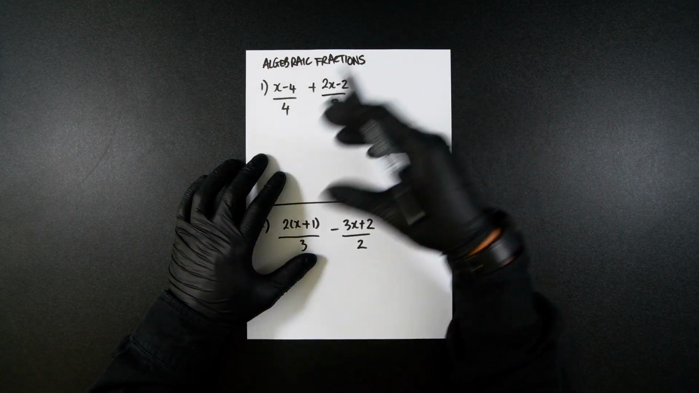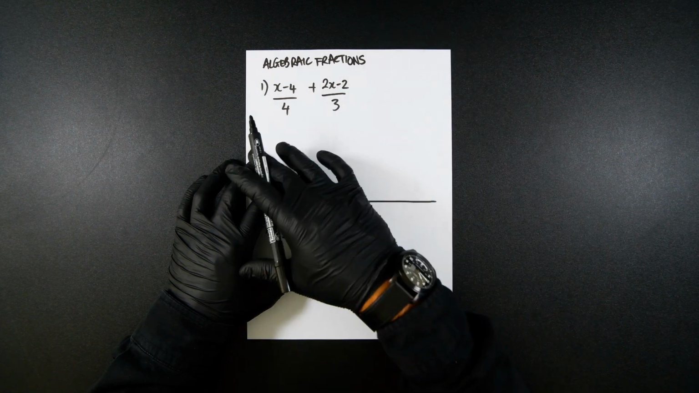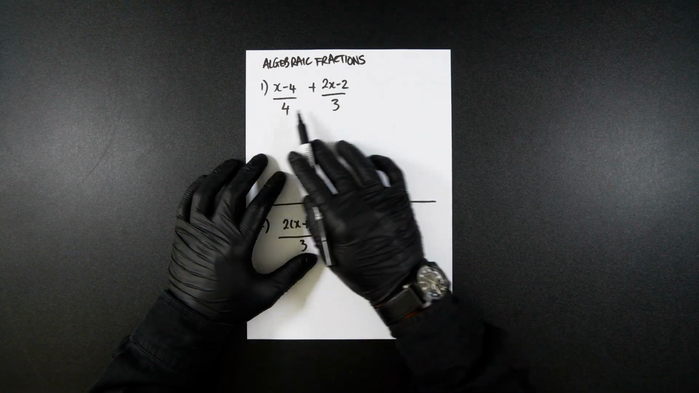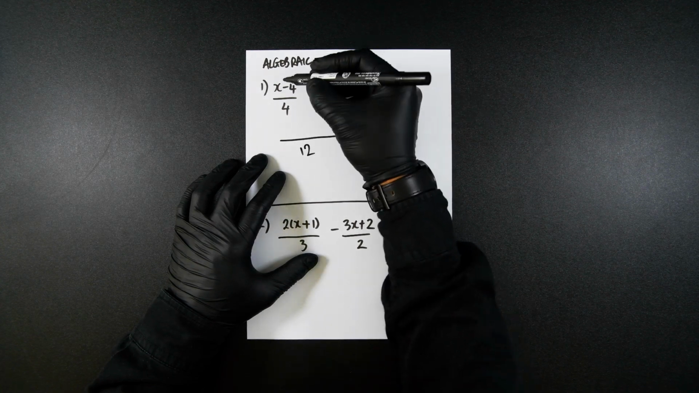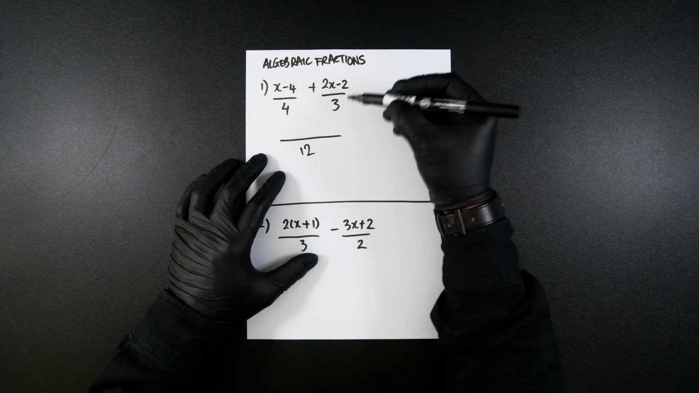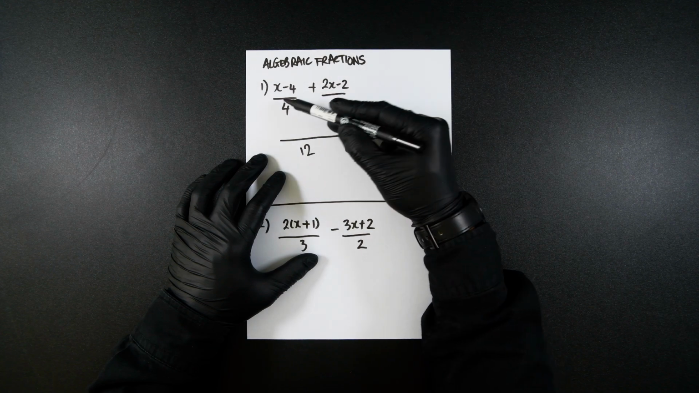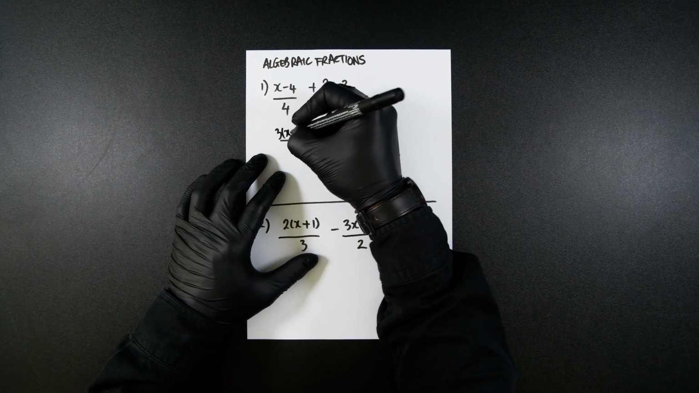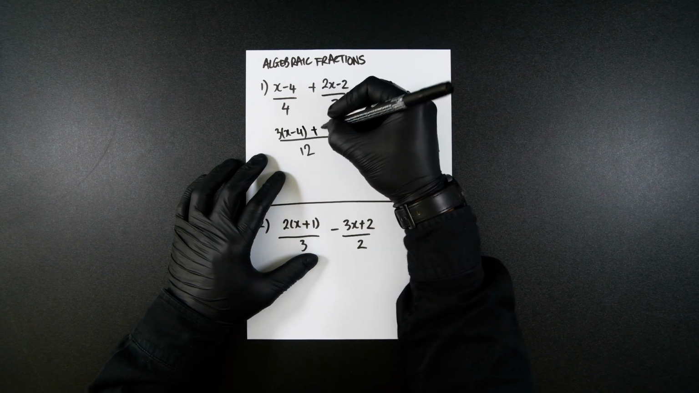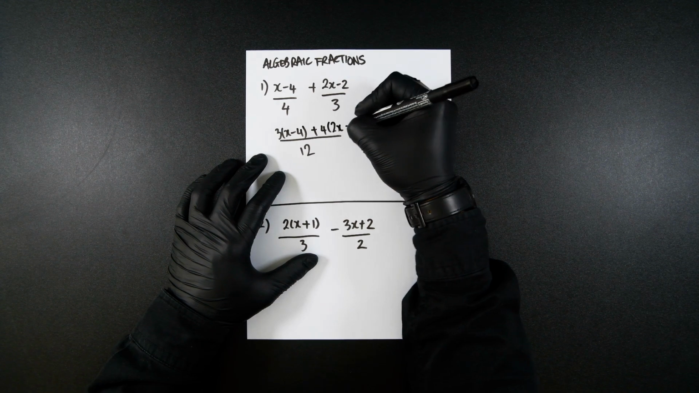Similarly, if it had nothing related to algebra, you would multiply the bottom denominators with each other. So we would get 12. We would then do this numerator times this denominator plus this denominator times this numerator. So let's do that. It's going to be 3(x minus 4) plus 4(2x minus 2).